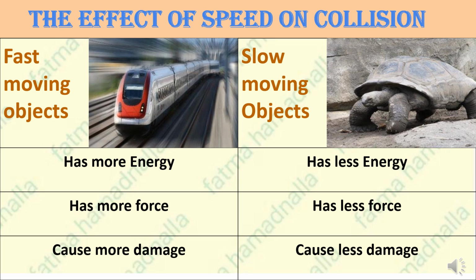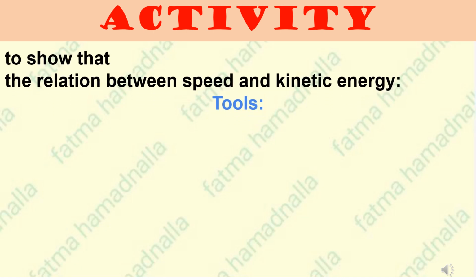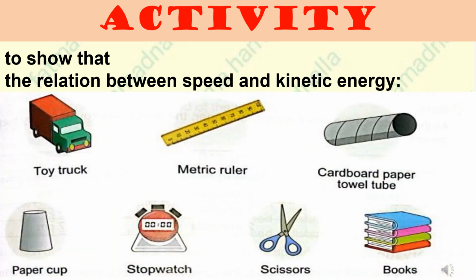In the last video, we learned about the effect of speed on collisions, right? Today, we will do a small activity to show the relationship between speed and kinetic energy, okay? Tools we will use: a toy truck, a metric ruler, a cardboard paper towel tube, a paper cup, a stopwatch, scissors, and books. Okay?